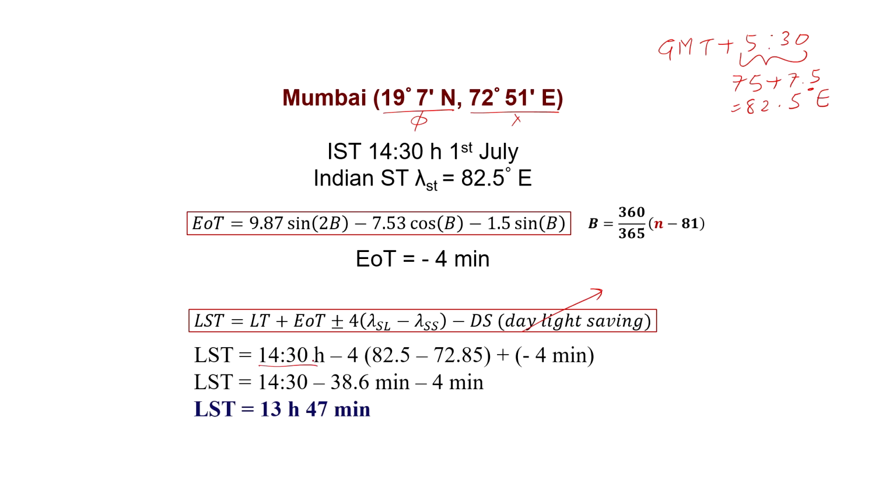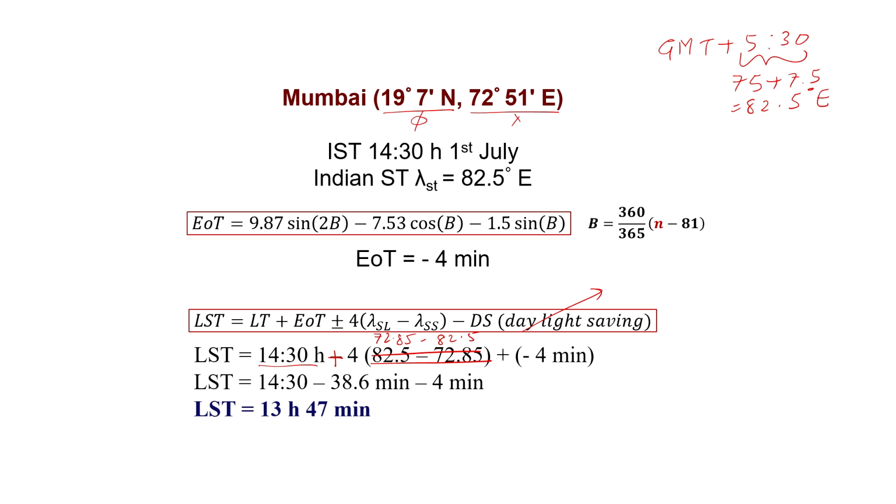Local time is 14:30 hours, India is in east, so we have minus here, minus 4 multiplied by lambda SL, which is the standard local thing, and minus 72 degree 51 minutes, we can convert it to 72.85. So, actually this should have been plus and this should have been 72.85 minus 82.5, because this is the standard one and this is the actual one, plus minus of 4 minutes, that is equation of time.